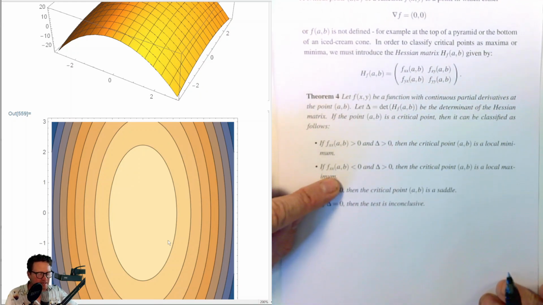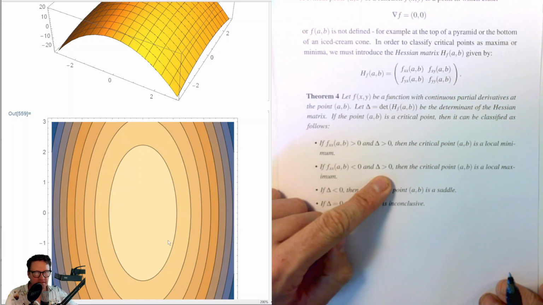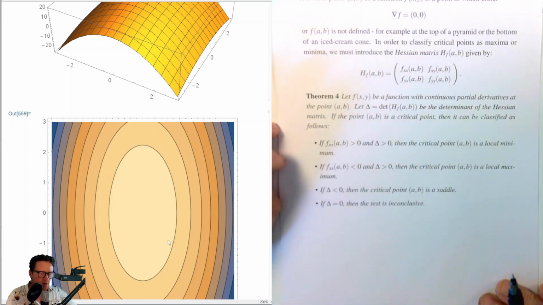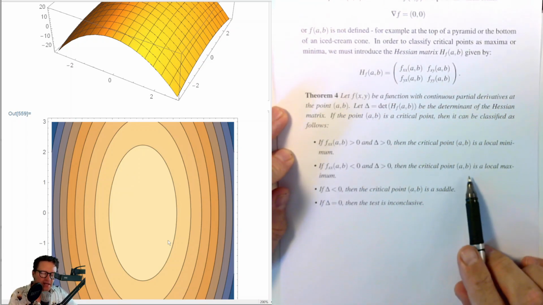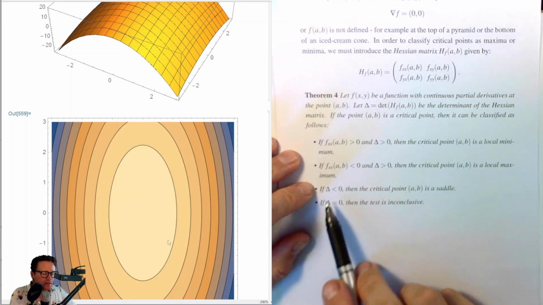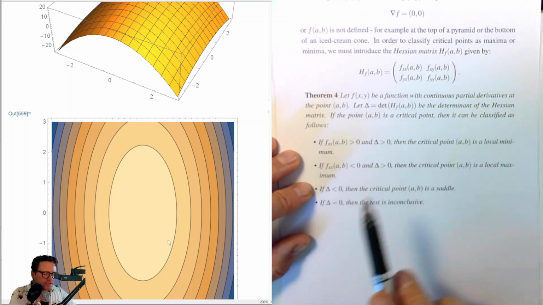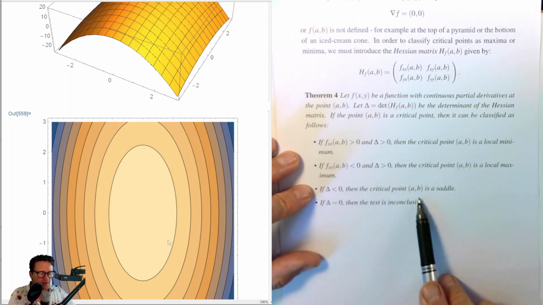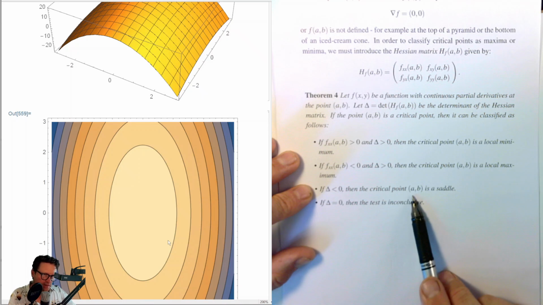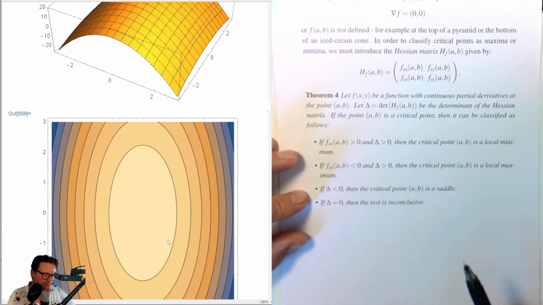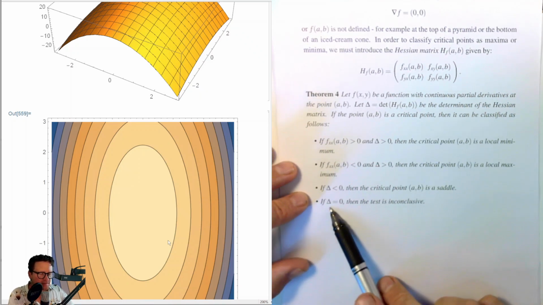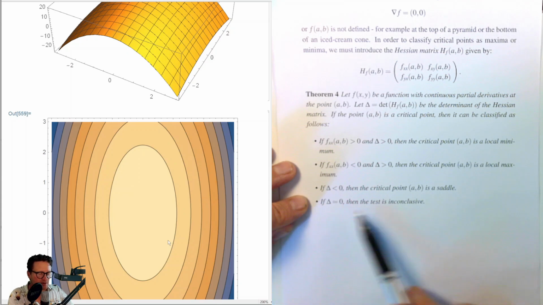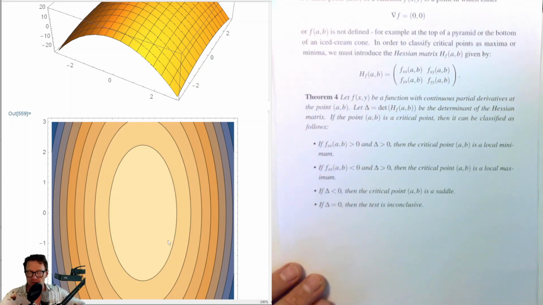If f_xx at (a, b) is negative and the determinant of that Hessian matrix is positive, then the critical point (a, b) is a local maximum. If the determinant of the Hessian matrix is negative, less than 0, then the critical point is a saddle, much like the one that you sit on. If the determinant of the Hessian matrix is 0, then this test is inconclusive.